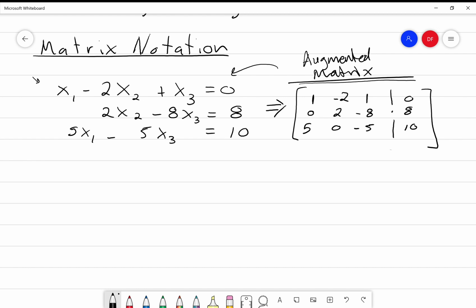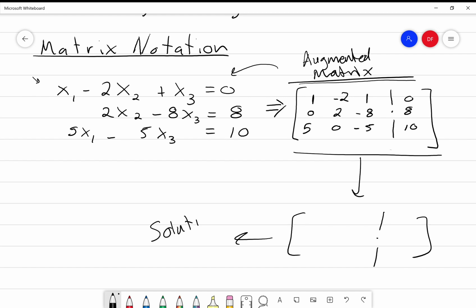Well, before I can do that, I have to tell you how I can change this augmented matrix into another augmented matrix so that it gives me the solution. Okay? But you may ask, okay, how do we change it? And how do we know that this will give us the solution?